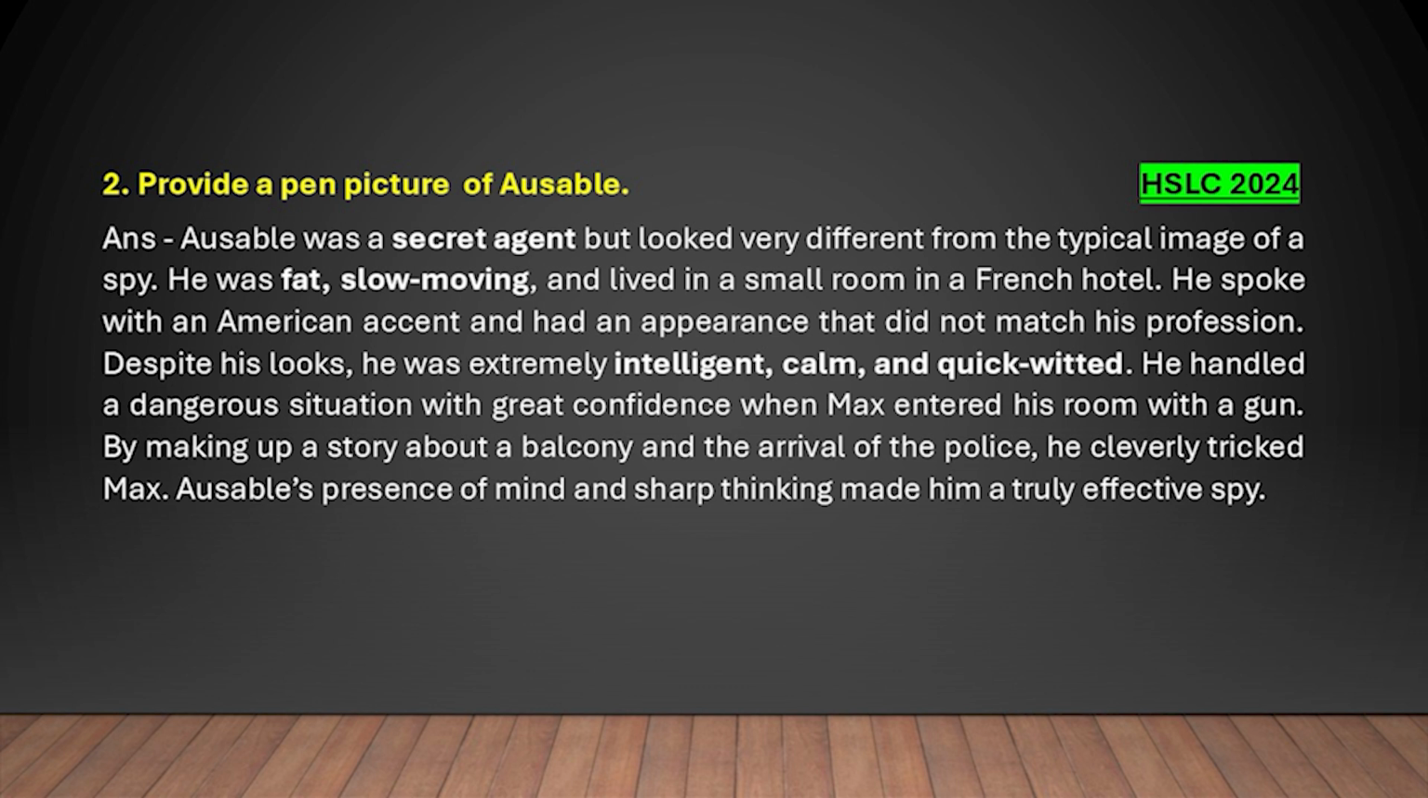He handled a dangerous situation with great confidence when Max entered his room with a gun. By making up a story about a balcony and the arrival of the police, he cleverly tricked Max. Ausable's presence of mind and sharp thinking made him a truly effective spy.